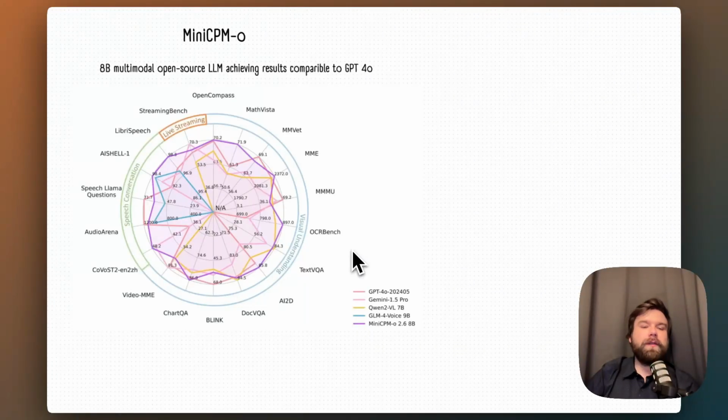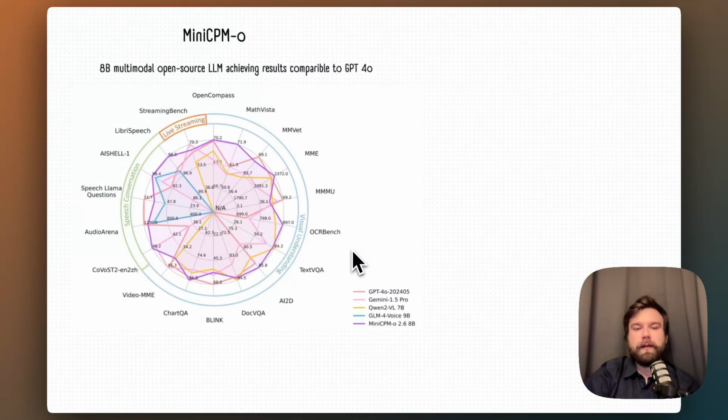So we have a new state-of-the-art Chinese model. MiniCPM is a very interesting model because although it has only 8 billion parameters, it is able to achieve results similar and even better than GPT-4o on benchmarks connected to multimodal tasks such as audio processing, voice processing, video and image analysis. And in today's video, we're gonna talk about this model.